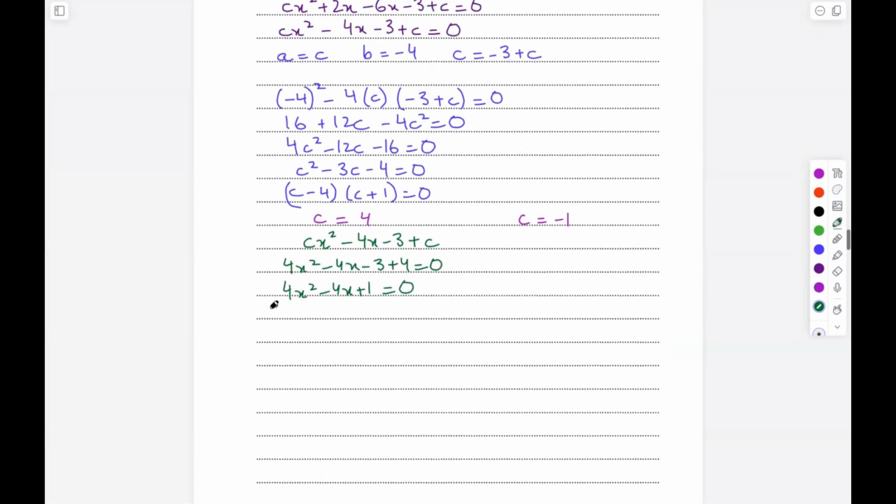Now to find the values of x, we can do middle term breaking. So this will become 4x squared minus 2x minus 2x plus 1 equals 0. Taking 2x common, we'll get 2x minus 1. And taking 1 common, we'll get 2x minus 1 equals 0.